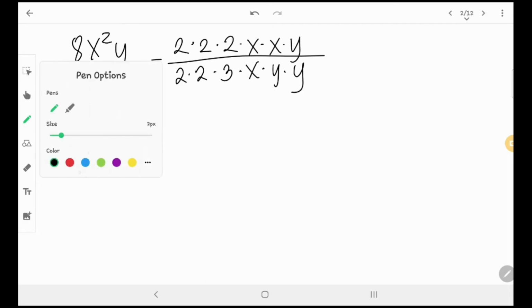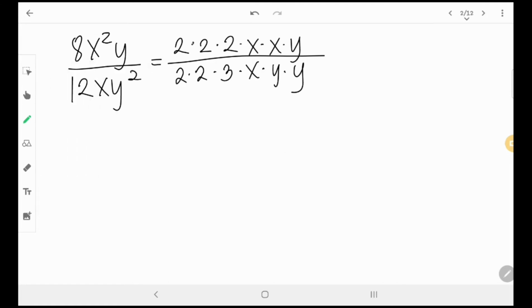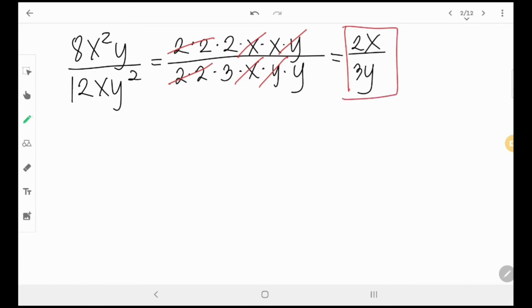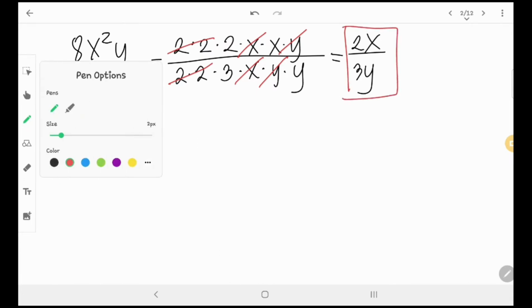And then, that's the time that we will be applying the cancellation method. So, dalawang 2 yung pareho nila. So, we will be cancelling yung dalawang 2. And then, isa lang naman yung x na pareho nila, and then isa lang din y. And then, to get the final answer, we will be multiplying the remaining factors. Siyempre, yung multiply lang natin, yung magkasama lang sa numerator, and then yung magkasama lang sa denominator. Hindi natin pwede i-multiply yung numerator together with the denominator. So, 2 times x is 2x over 3 times y is 3y. So, that is the first answer on our first example.